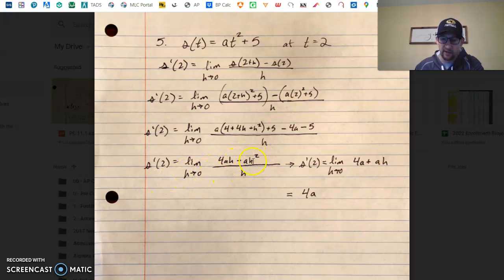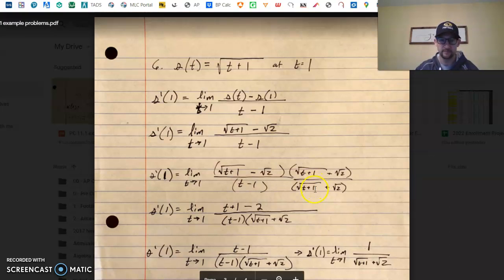Now here, dividing both of these terms by h, this h cancels, one of these h's cancels, and gives me the expression you see over here, 4a plus ah. Now, find the limit of that expression as h approaches 0. A times 0 is 0. This part of it goes away, and we are left with 4 times a. So again, a is some constant multiple. I don't know what it is. It doesn't matter. 4 times that multiple, whatever it is, will be the slope at that point. It will be the derivative at 2. It will be the instantaneous velocity at 2.